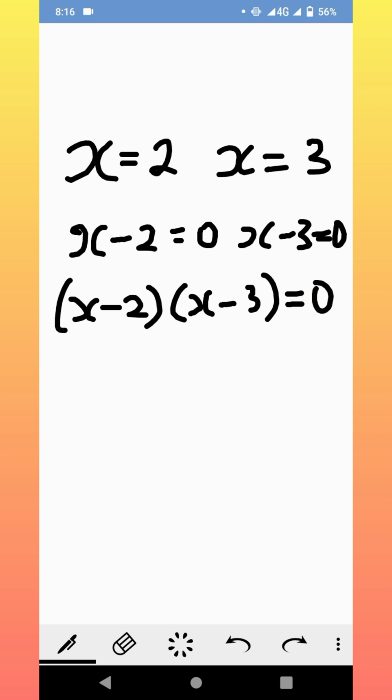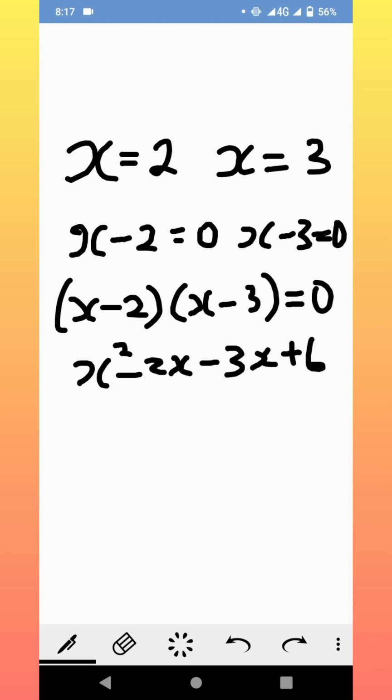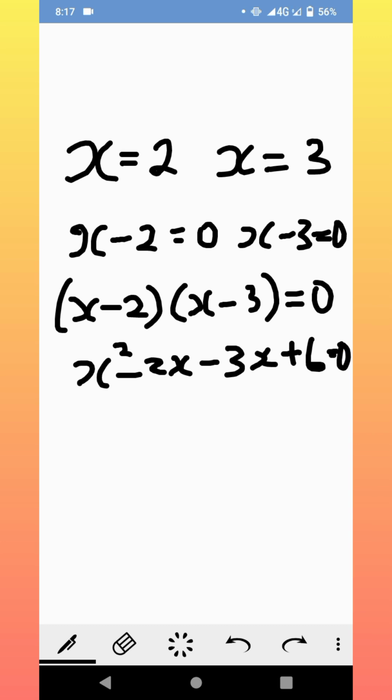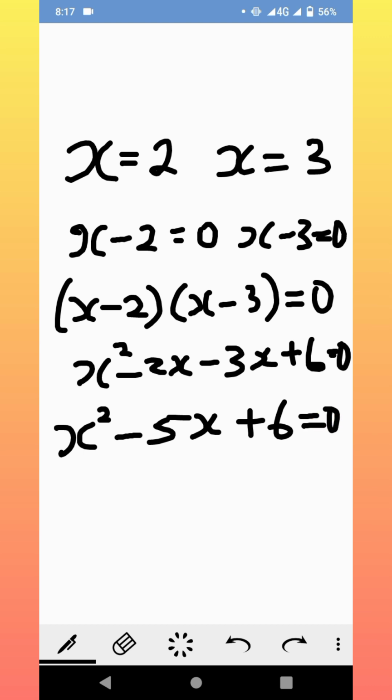Now if you expand this bracket, you will have x squared minus 2x, of course. Then we'll have minus 3x plus 6. That would be equal to 0. So if you collect like terms, you will have x squared minus 5x plus 6 equals 0. So this is the quadratic whose roots are given to be x equals 2 and x equals 3.